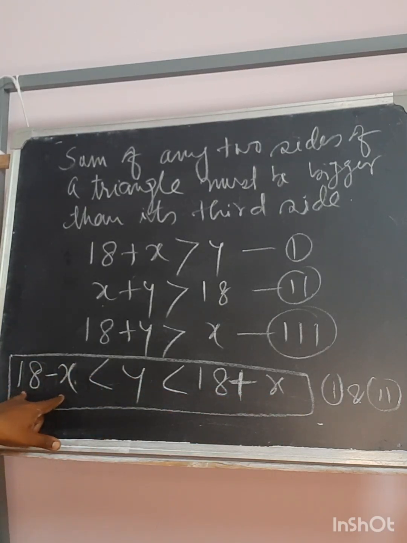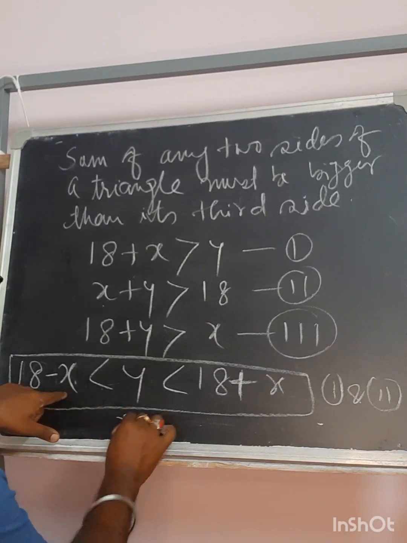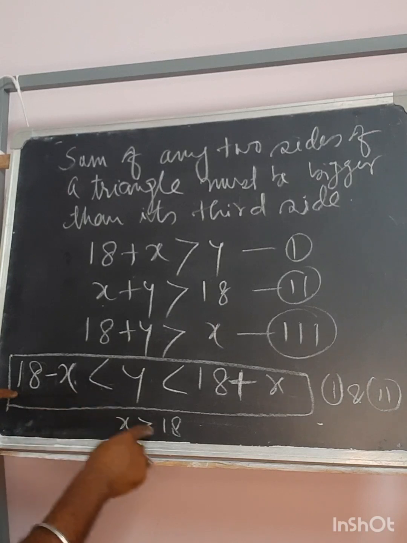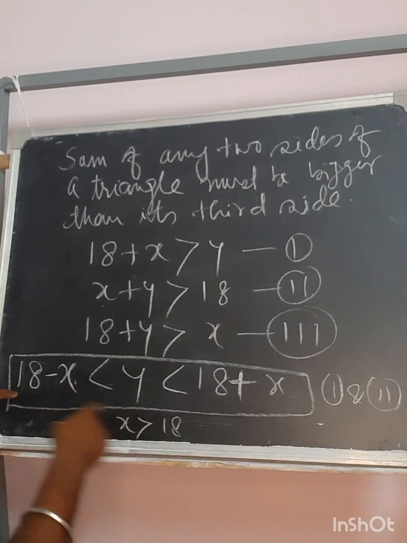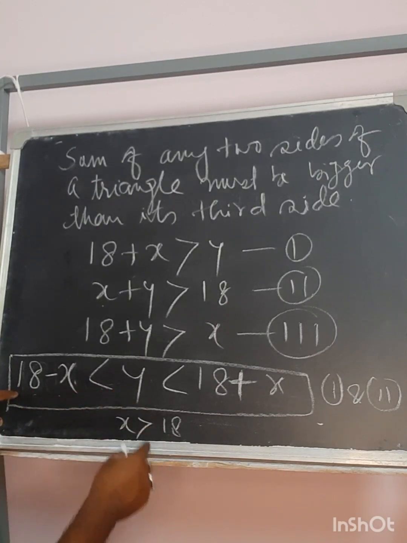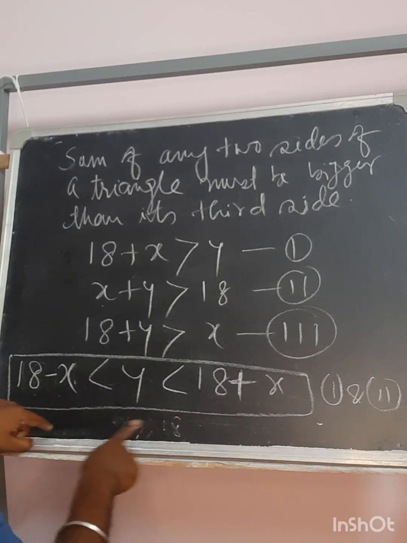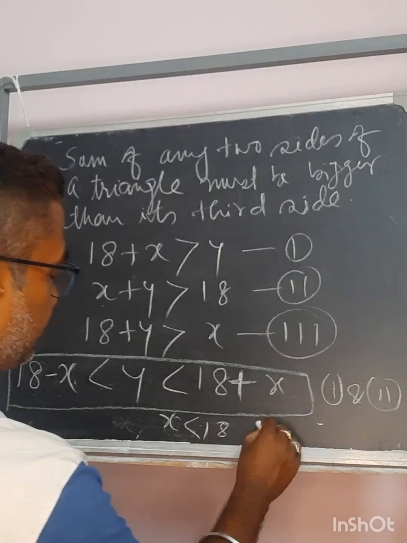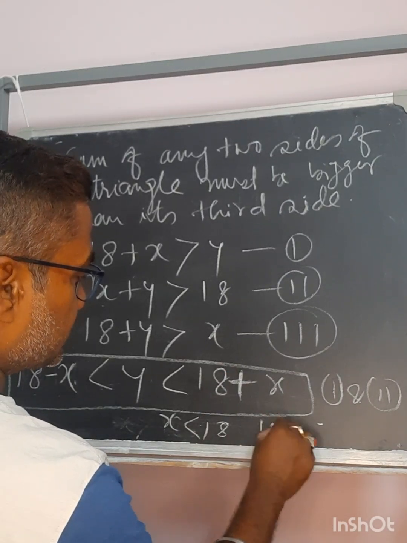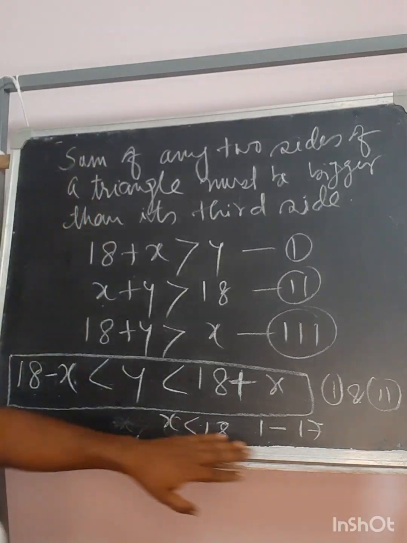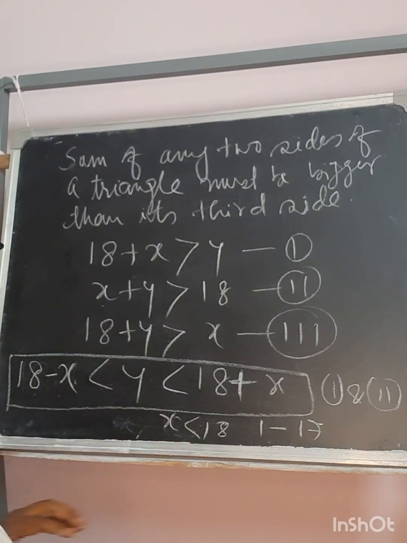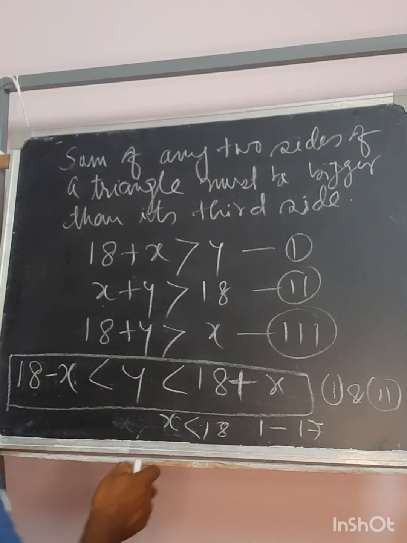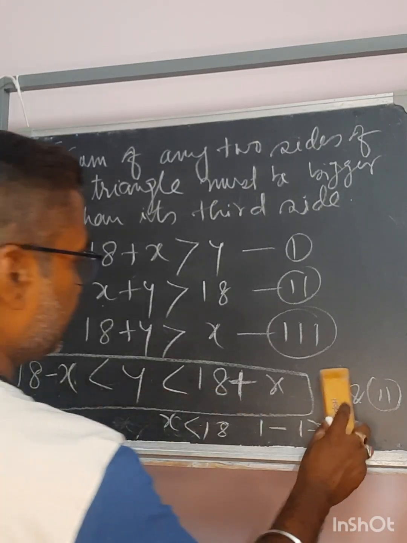Now we can see that x cannot be more than 18, because if I take any value more than 18, the lower bound will be negative, and y cannot be negative. So x has to be less than 18. As x is an integer, it can be from 1 to 17 within this range. So if I consider any value within this range, what values do I get for y?